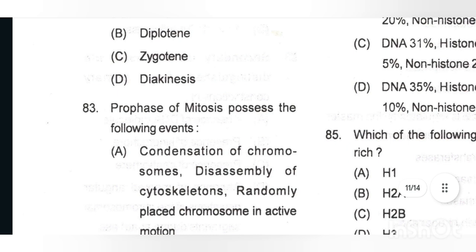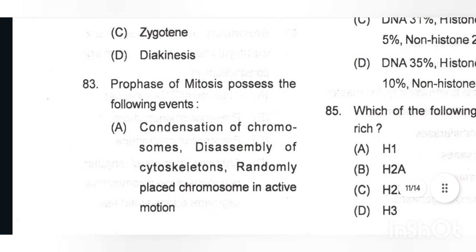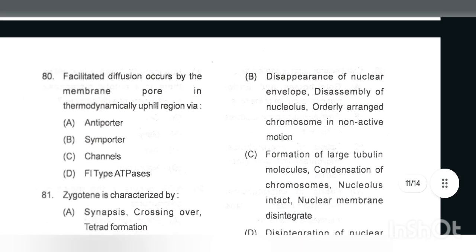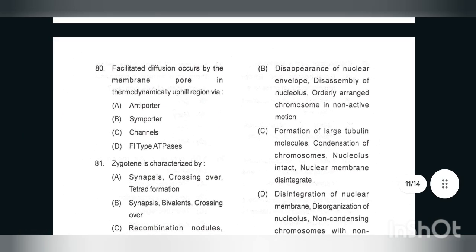Then prophase of mitosis possesses following events. So the following events are disappearance of nuclear envelope, disassembly of nucleolus, orderly arrangement of chromosome in mitotic spindle.